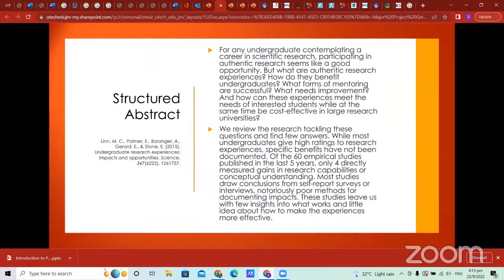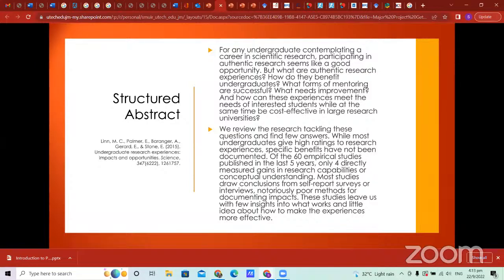While most undergraduates give high ratings to research experiences, specific benefits have not been documented. Of the 60 empirical studies published in the last 5 years, only 4 directly measured gains in research capabilities or conceptual understandings. Most studies draw conclusions from self-report surveys or interviews, notoriously poor methods for documenting impact. These studies leave us with few insights into what works and little idea about how to make the experience more effective.